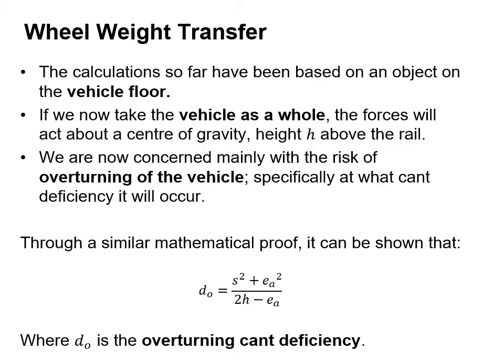So the calculations so far have been based on an object on the vehicle floor, or a table. If we now take the vehicle as a whole, the forces will act about the centre of gravity with a height h above the rail. We're now concerned mainly with the risk of overturning of the vehicle, and in particular, what cant deficiency that will occur. So through a similar mathematical proof, we can find the term for D naught, which is called the overturning cant deficiency.